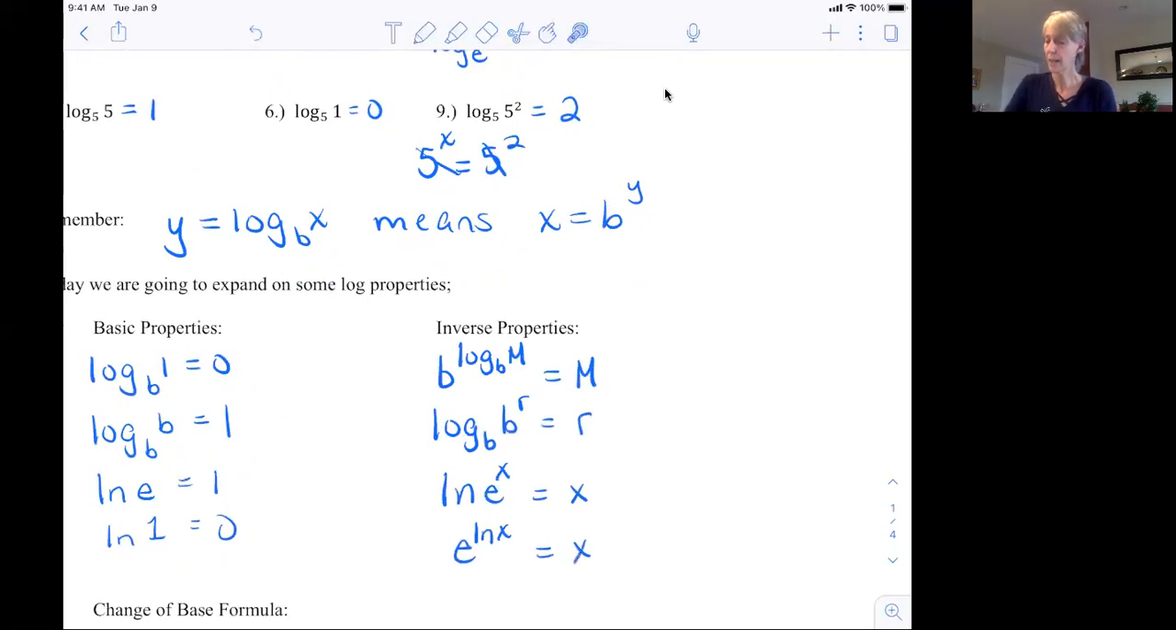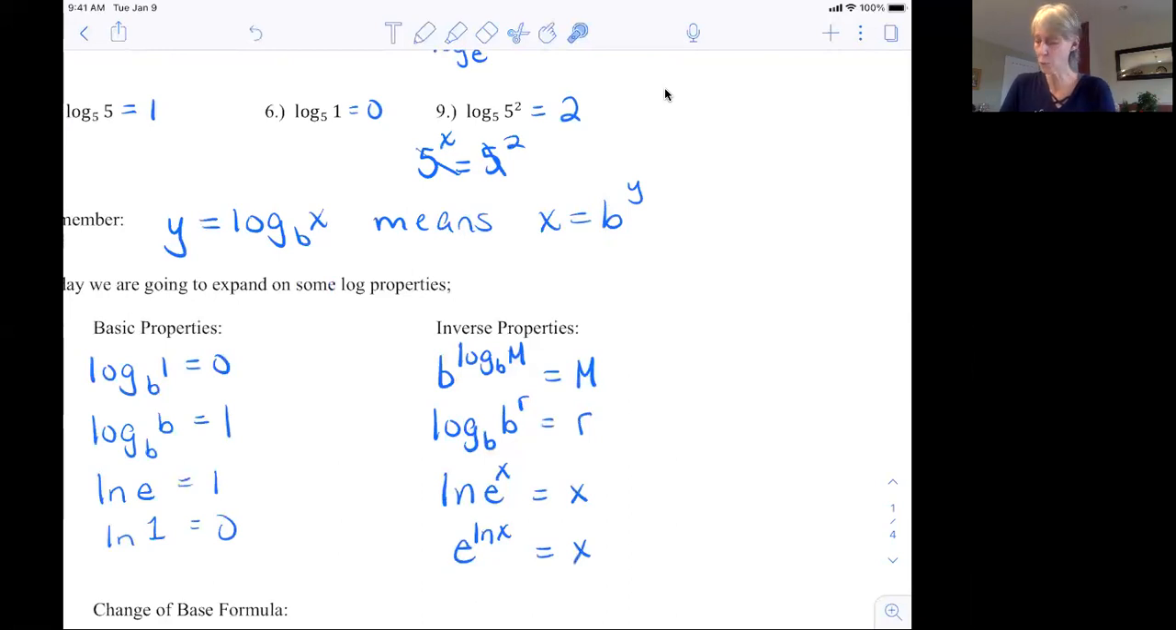So I have b raised to the log base b of m equals m. So basically what happens here with our inverses is this b and this log b are going to undo each other. And you're just going to be left with that m. Log base b of b to the r equals r. Okay. Now we could look at this property two ways, but you could see b to the r equals b to the r.